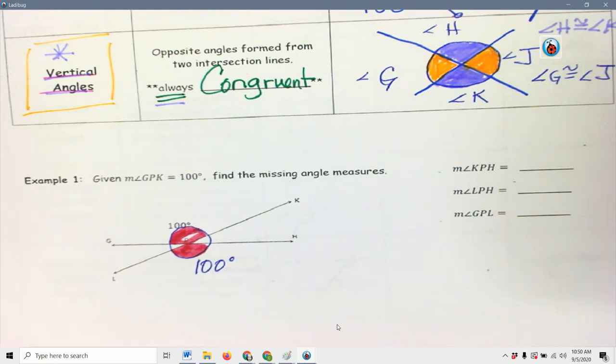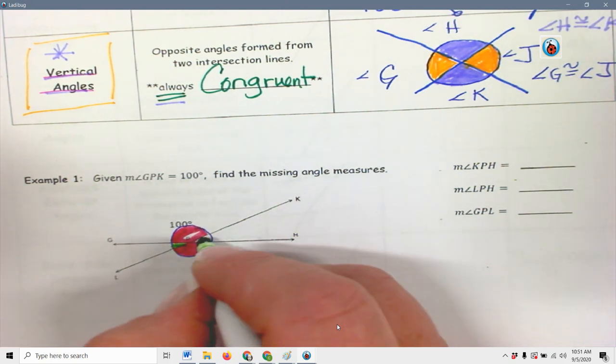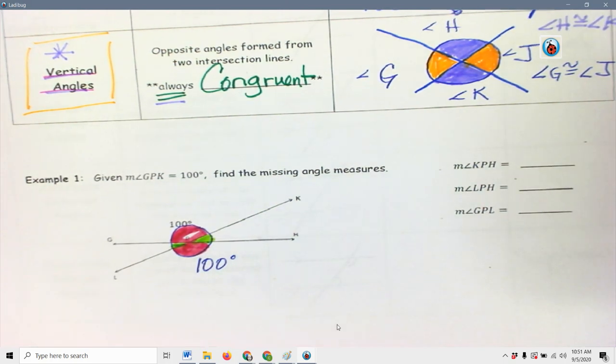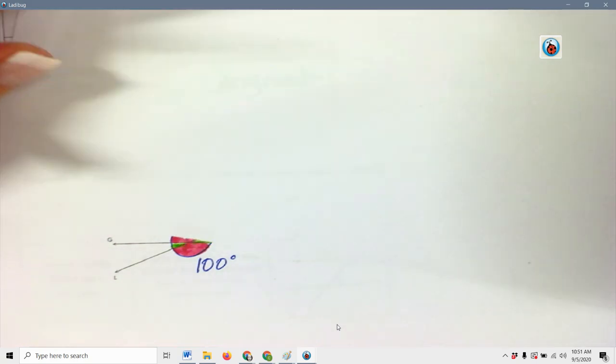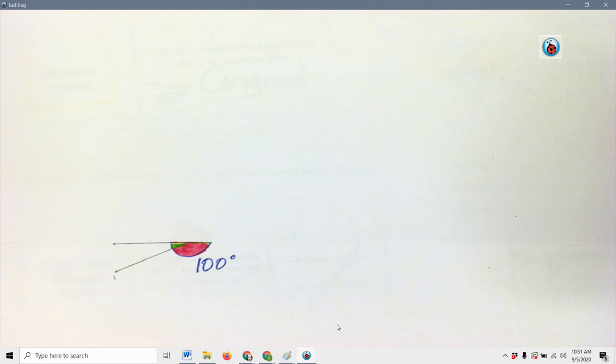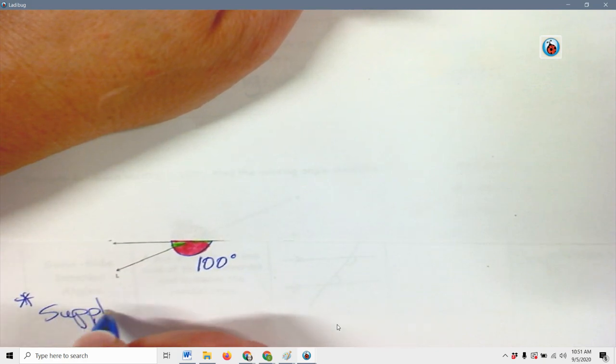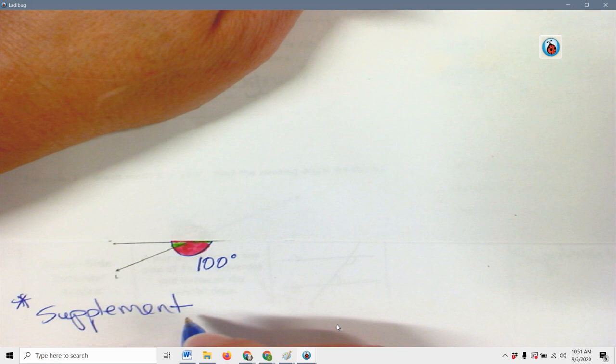And this angle next to it and the one opposite it are also matching, but we don't know how much it measures, right? What we do know is that when we have two angles and they make up a straight line, we call those angles supplementary. And supplementary angles always add to 180.